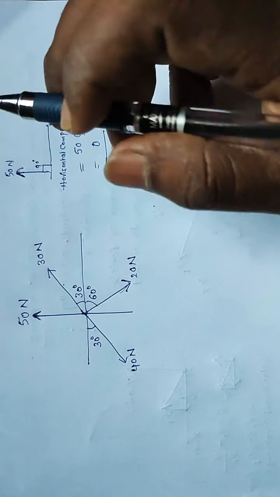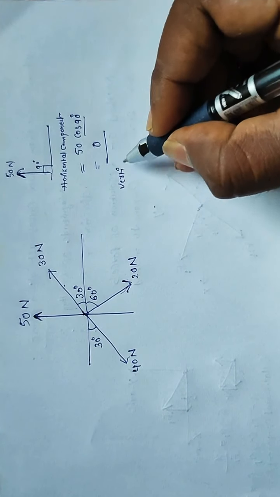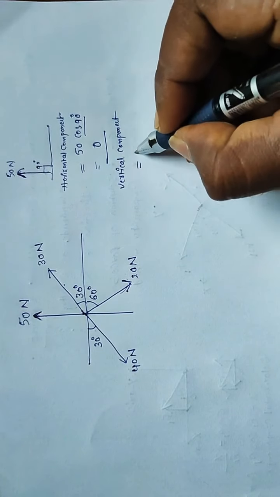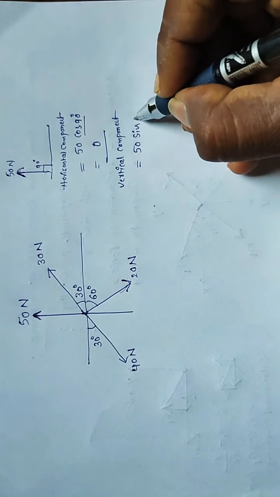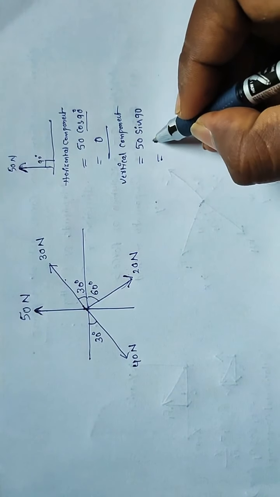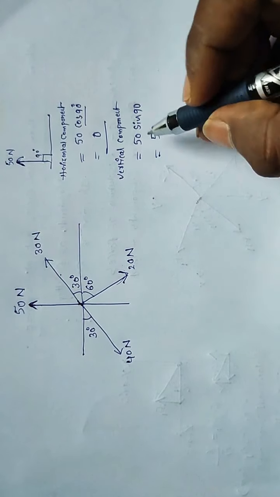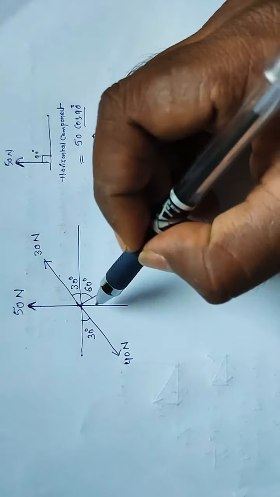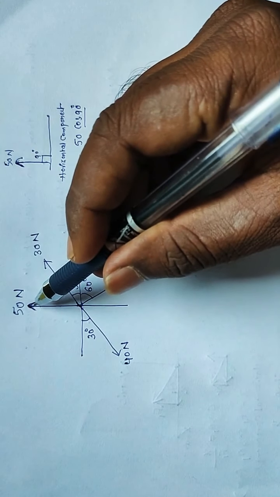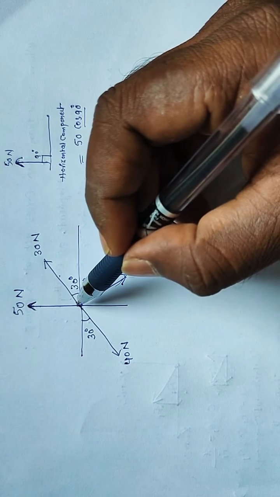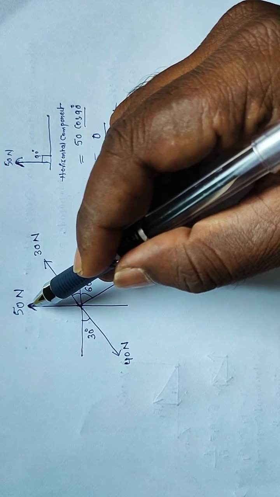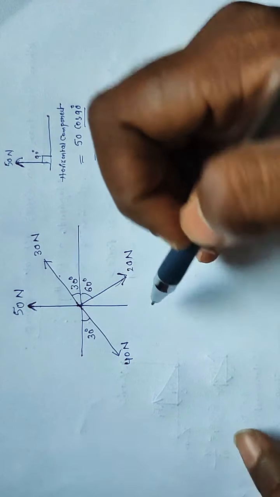That vertical component is 50 Newton only. The vertical component means 50 sin theta, sin theta means sin 90, and sin 90 means 1. So 50 Newton. So this 50 Newton force is a directly vertical force, so it doesn't have any horizontal component. It has only one component, that is the vertical component, and the vertical component value is the vertical force, 50 Newton only.